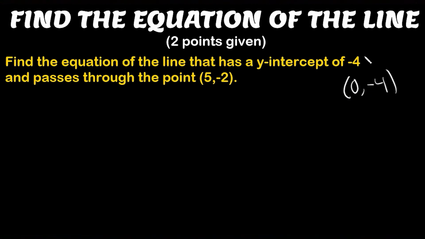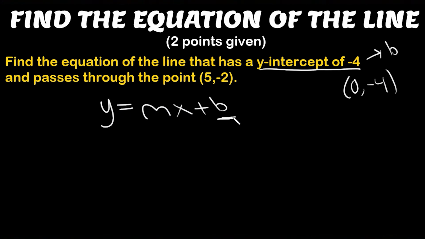Now there's 2 ways you can do this problem. You can now find the slope between these 2 points if you would like, but think about it. This y-intercept of -4 is actually my b, right? When I'm talking about slope-intercept form. So again, the equation for slope-intercept form is y equals mx plus b. That y-intercept is right here. So what I can actually do here, I can start filling it in and I can actually solve for the slope and then put it all together.